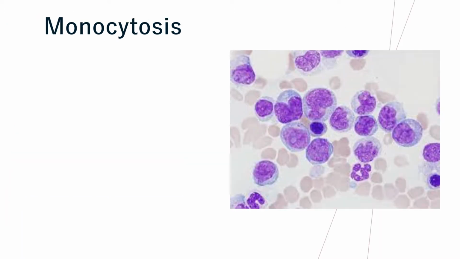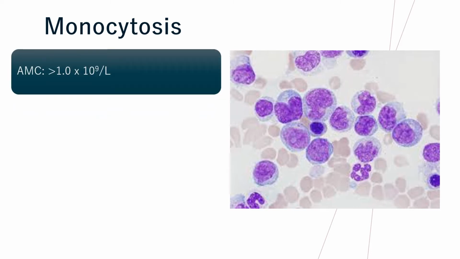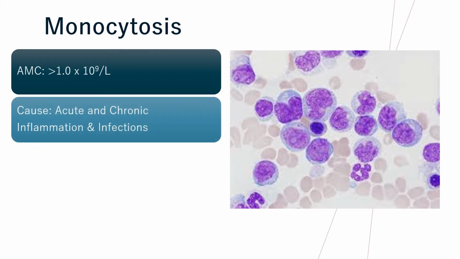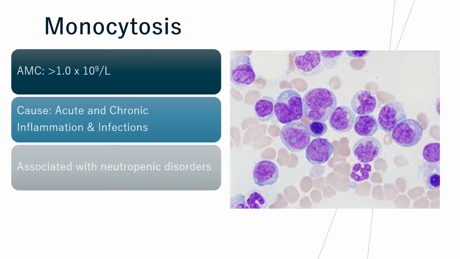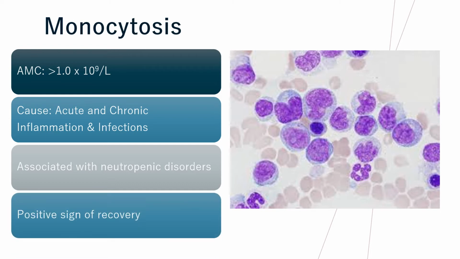Monocytosis is defined as an absolute monocyte count of greater than 1 × 10^9 per liter. Monocytosis is associated with a wide range of non-malignant conditions and also with neutropenic disorders. Monocytosis is frequently the first sign of recovery from acute overwhelming infection or severe neutropenia. An example of this would be after cancer chemotherapy. Monocytosis in these conditions is considered a positive sign of recovery.